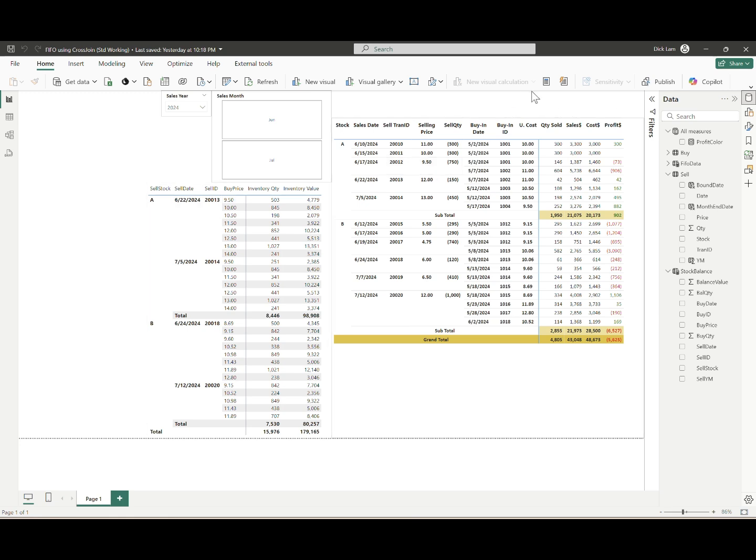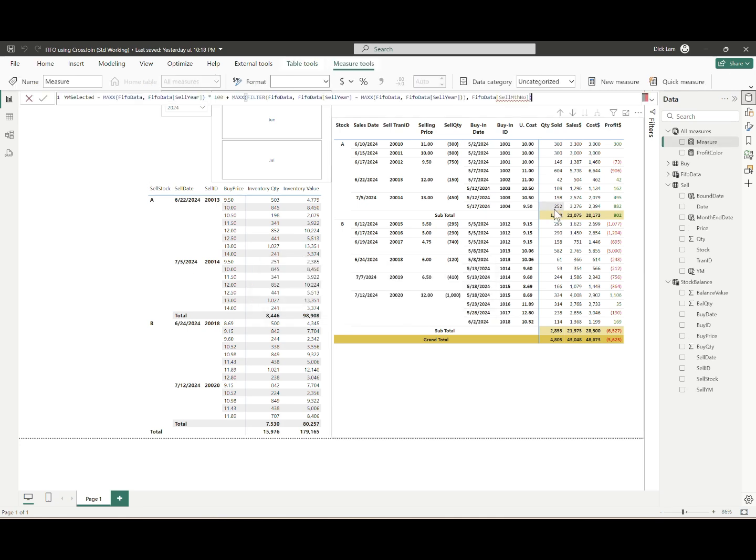The first step is to create a measure for the year month selected. Now you look at this, the first part, the year. I am using the MAXX to sort out the maximum year.